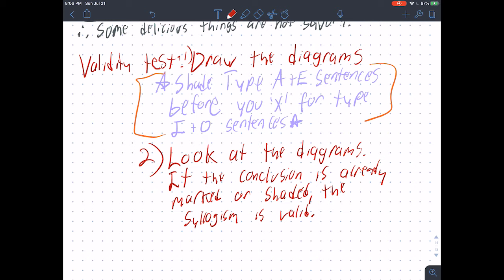Oh, crap. For the first one, it's draw the diagrams for the premises. Sorry about that. You don't ever draw or shade in the conclusion. You just do the premises. Again, because I forgot to write that, I'm just going to say it again. You do not shade or mark the conclusion. You only do it for the premises.